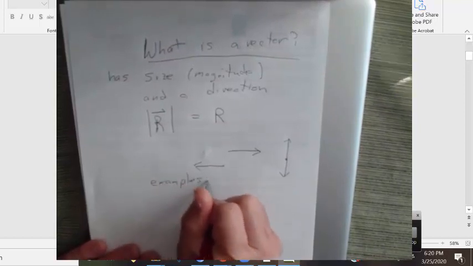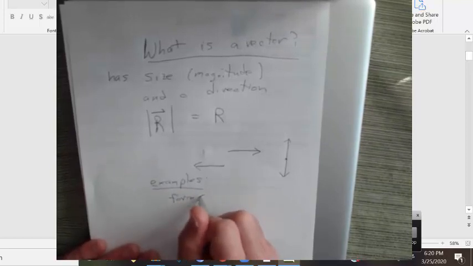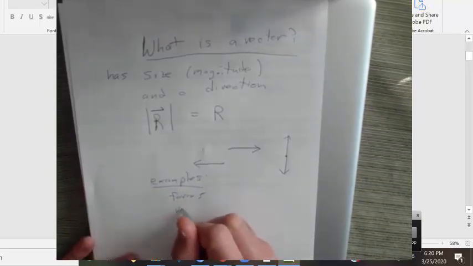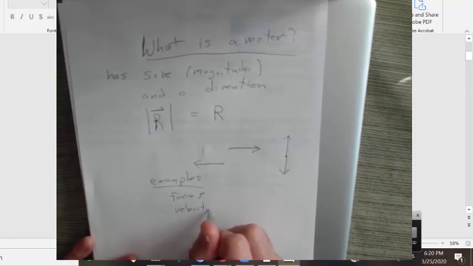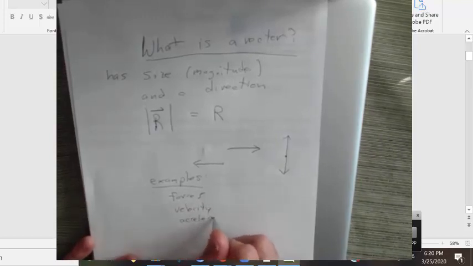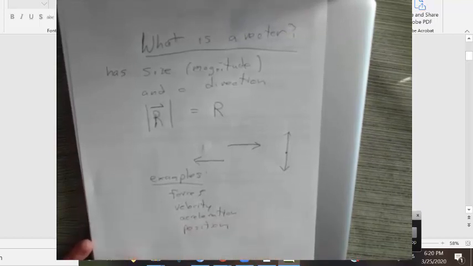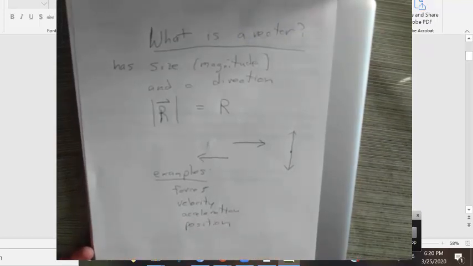of quantities that could be vectors include forces, because they have a direction and a size, velocity, acceleration, and for that matter, position. It's actually a lot of things we've been talking about so far this semester.